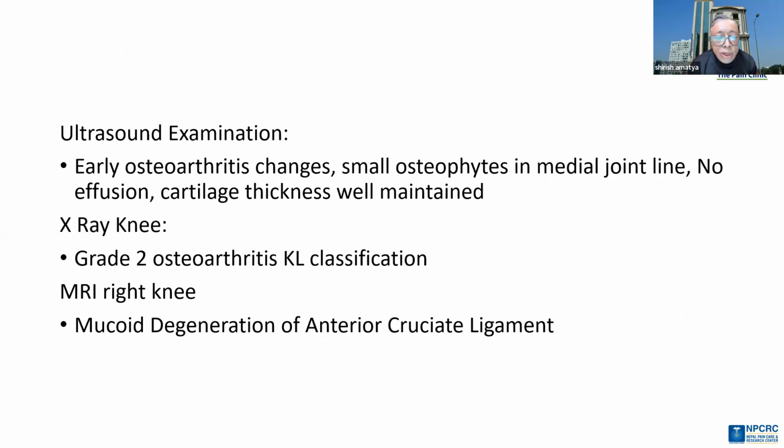So on ultrasound examination of the knee, there were early osteoarthritis changes with small osteophytes in the medial joint line. There was no effusion, and cartilage thickness was well maintained. He had an X-ray of the knee also, which showed grade 2 osteoarthritis in KL classification. He had also done an MRI before coming to me, and it showed mucoid degeneration of the anterior cruciate ligament.